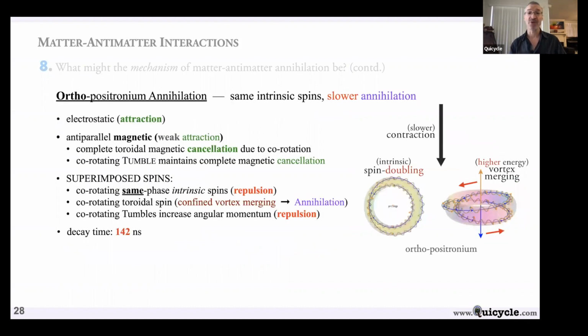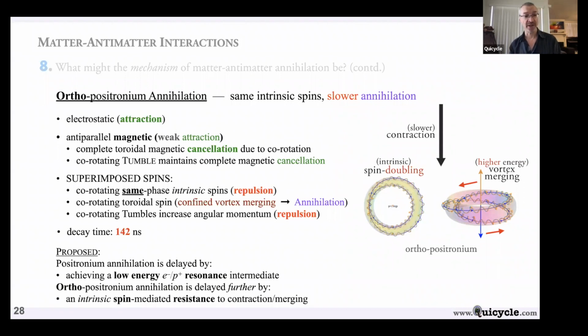However, in the case of orthopositronium, the condition is quite different for spin. While it still has the strong electromagnetic attraction inwards, the spin condition is different. The intrinsic spins are co-rotating in phase, which means they're going to be repelling each other strongly. They're going to be doubling the fields and quadrupling their energy. The tumbles are also going to be trying to move in the same direction, trying to double their angular momentum energy. Both of these are not really allowed states, which means that the contraction is going to be resisted because these spins are going to be repelling one another. So that's going to cause a delay, which may account for the fact that it takes about 1,000 times longer for this annihilation to occur.